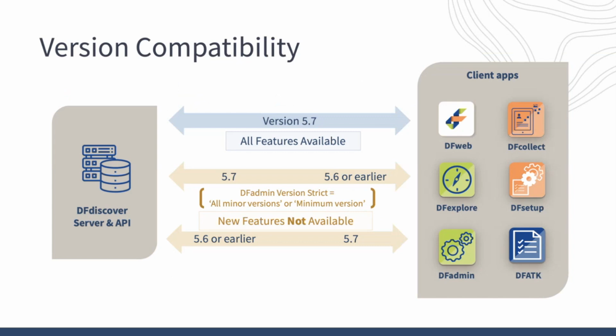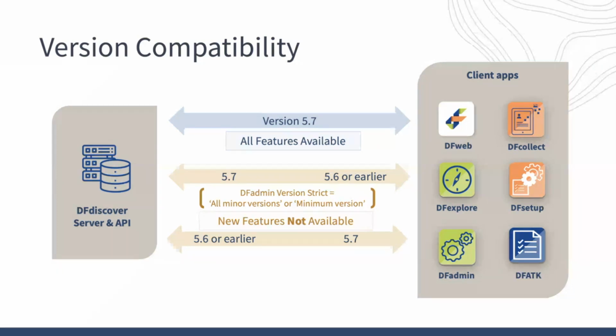So, version compatibility. We want to consider what happens when you're upgrading your server and your API, and when you're using the upgraded client applications, or if you're using older client applications on a newer server and vice versa. There are some things to consider. If your server and your API are on version 5.7 and your client application is 5.7, you're all good. All your features are available. You'll get all the cool new stuff we talked about today, with the exception of the limited release query category restrictions if you're not on a DFnet server.